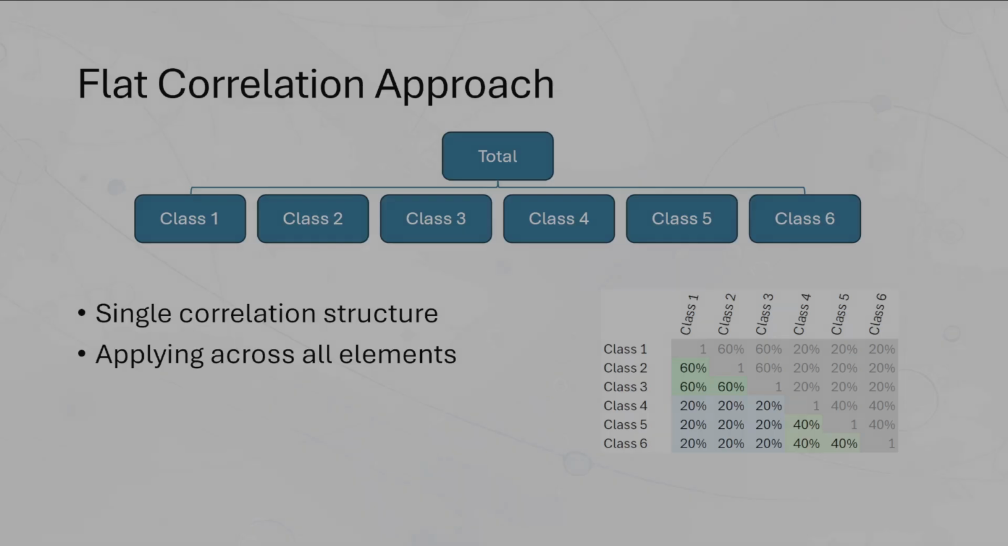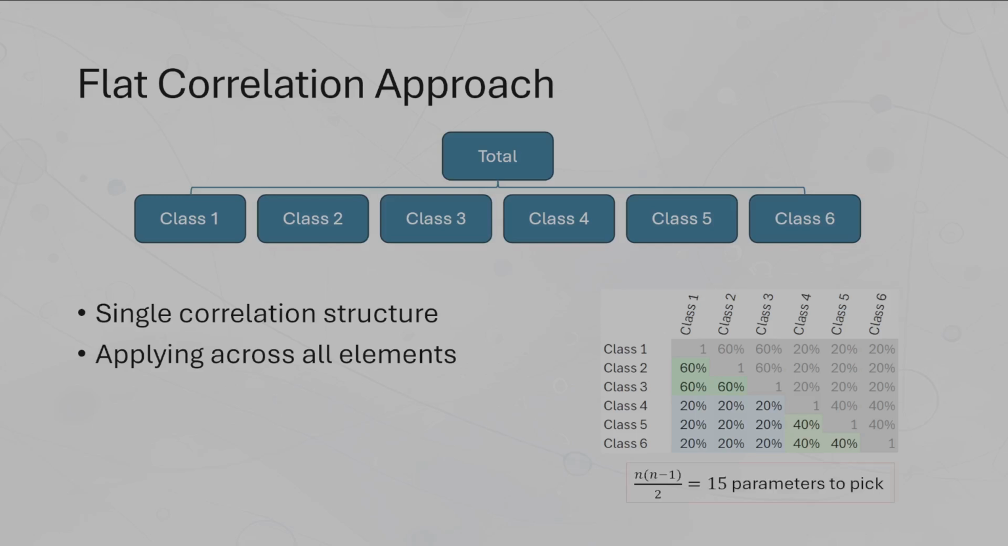So if we look at what we mean by a flat correlation approach, this is generally where a single structure is being applied across all granular elements directly in order to create a correlation between them before adding them up into a total. So here we've got 6 classes, and before we aggregate them we want to apply a sort of 6x6 correlation matrix, maybe using something like a Gaussian copula or a Student's t copula to achieve all of these mutual correlations at once.